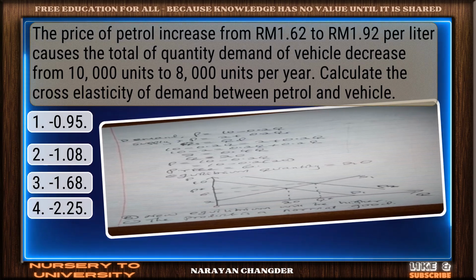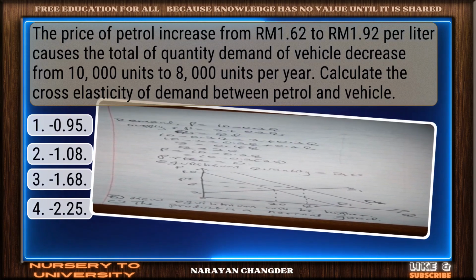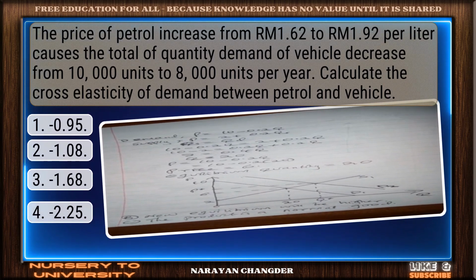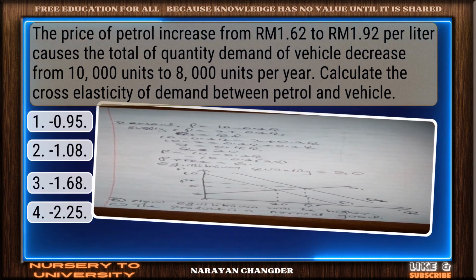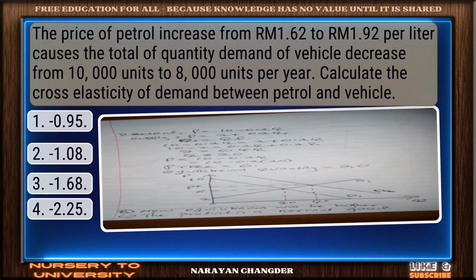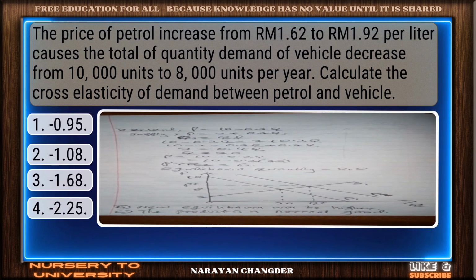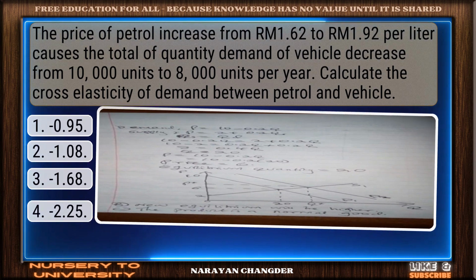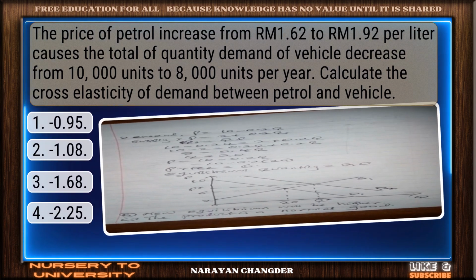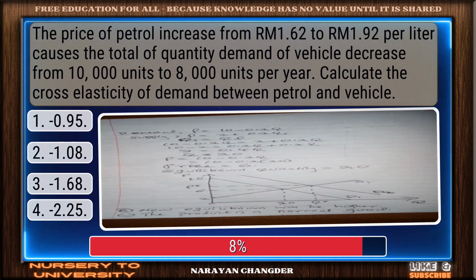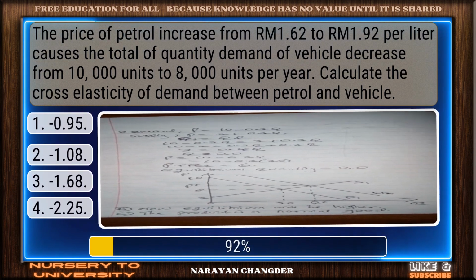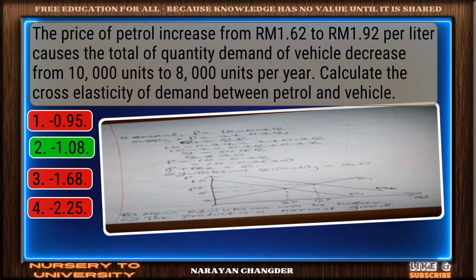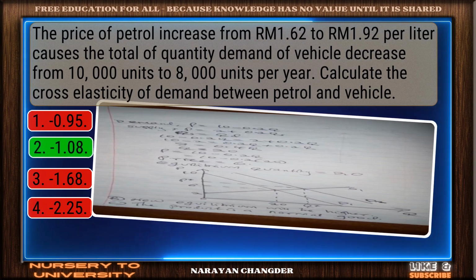The price of petrol increases from RM 1.62 to RM 1.92 per litre, causing the quantity demanded of vehicles to decrease from 10,000 units to 8,000 units per year. Calculate the cross-elasticity of demand between petrol and vehicles. Well reasoned. 1.08 is the correct choice.